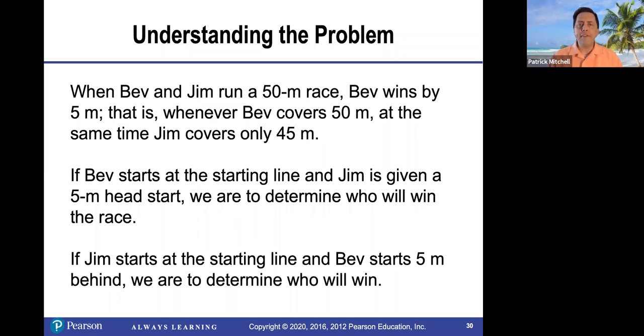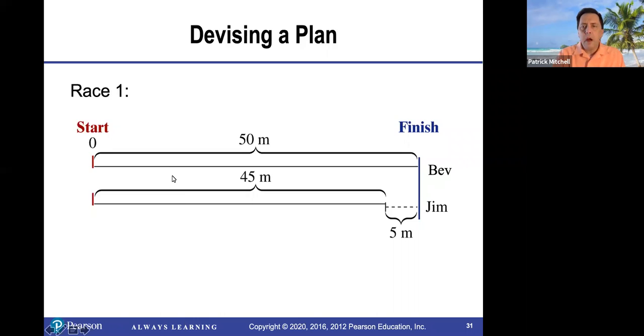When Bev and Jim run a 50-meter race, Bev wins by 5 meters. That is, whenever Bev covers 50 meters, Jim covers 45 meters in the same amount of time. If Bev starts at the starting line and Jim is given a 5-meter head start, we're to determine who wins. All right, so let's focus on that for a second, and then the next question is down here at the bottom. All right, so here's a diagram of the first race. Bev ran 50 meters in the same amount of time that Jim ran 45 meters. So Bev won the first race.